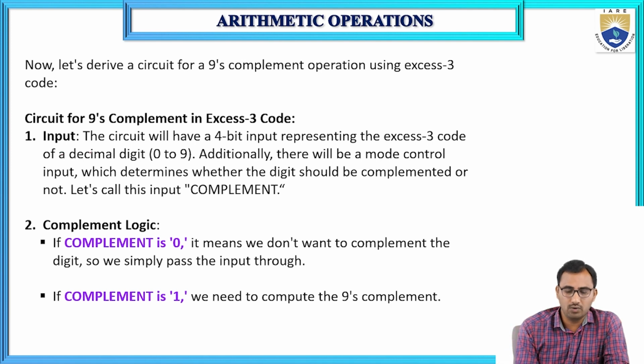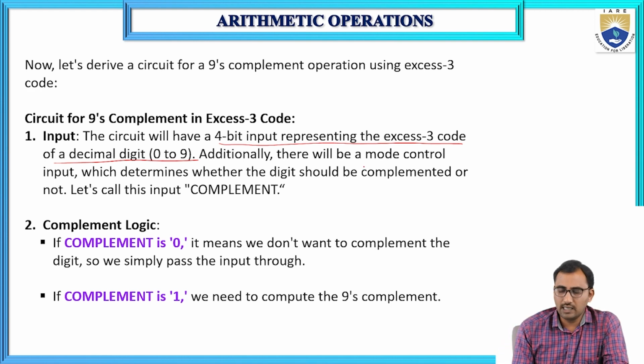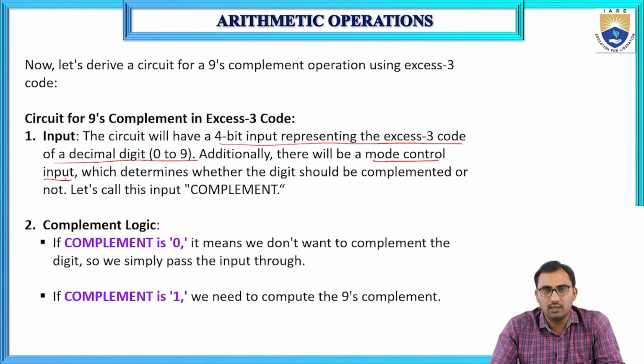So input. The circuit will have a 4-bit input representing the excess 3 code of the decimal digit 0 to 9. That will be converted into the 9's complemented value. Additionally, there will be a mode control input. In addition to the input, some other input is also there. That input is called the mode control input.